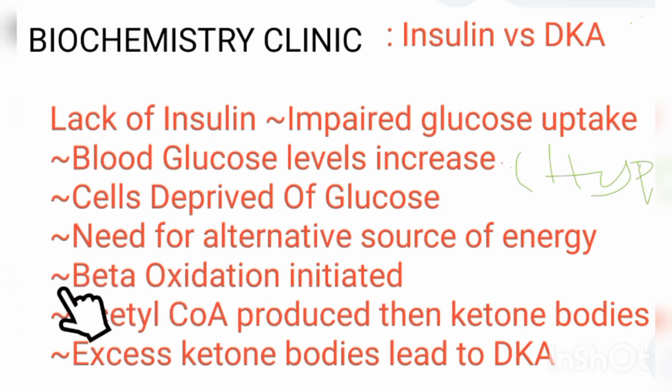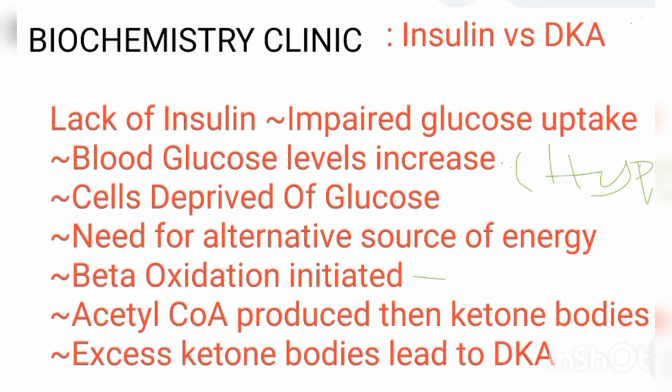And here there's a quick mention of beta oxidation, which is initiated. And of course, here again, you have to note that from beta oxidation, there are acetyl-CoA molecules that are produced. So beta oxidation is initiated because there's a desperate need for production of energy. Now from beta oxidation, we get acetyl-CoA, and this acetyl-CoA in the hepatic cells leads to the production of ketone bodies, which in excess will lead to DKA.